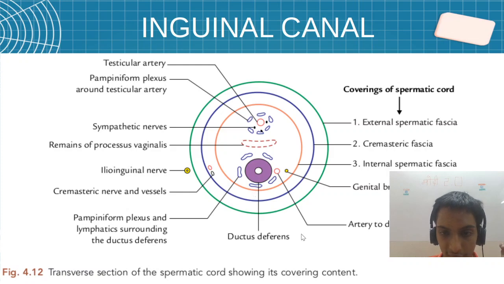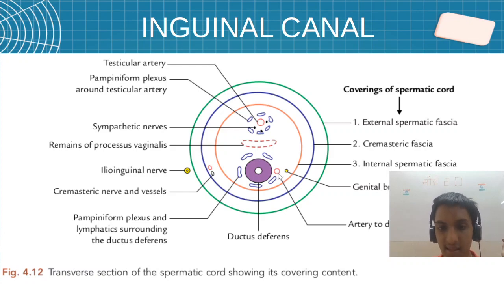We are finding the external and internal spermatic fascia with the cremastric fascia between them. That blue color line is there. And here we are finding the processus vaginalis, the testicular artery and veins. Then these are the sympathetic nerves. Here at the center, we find the pampiniform plexus. The ductus deferens surrounded by the lymphatics. This is the pampiniform plexus which is surrounding here and here in blue.